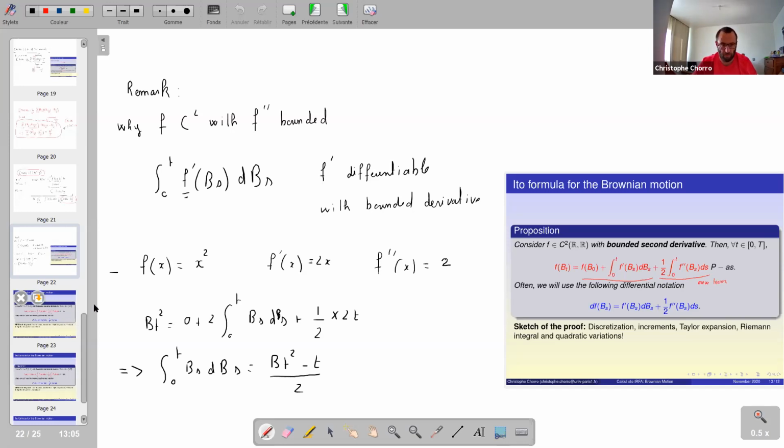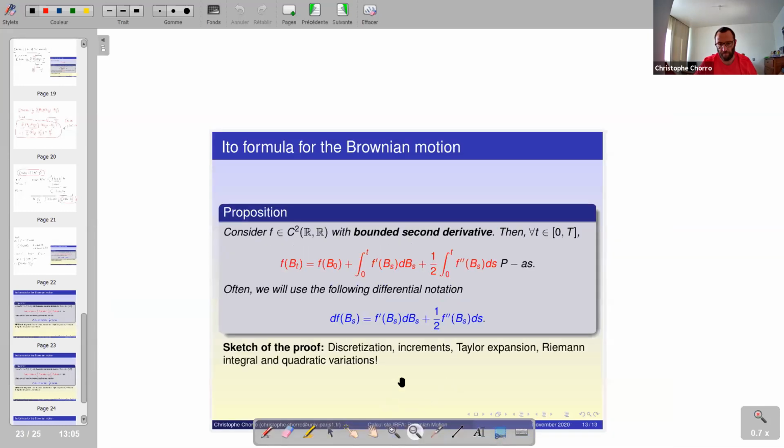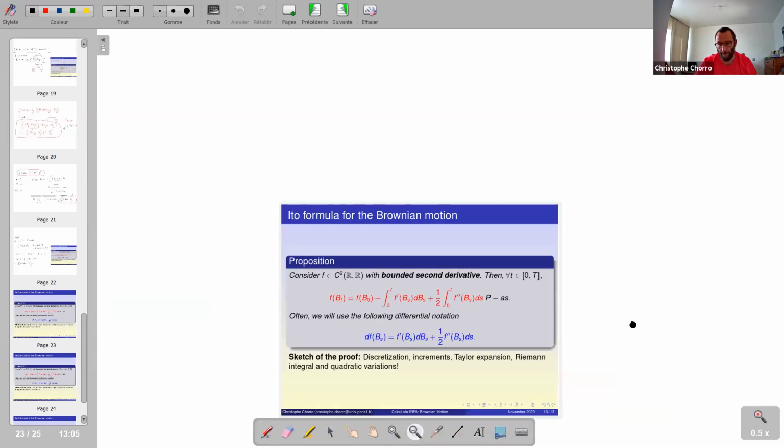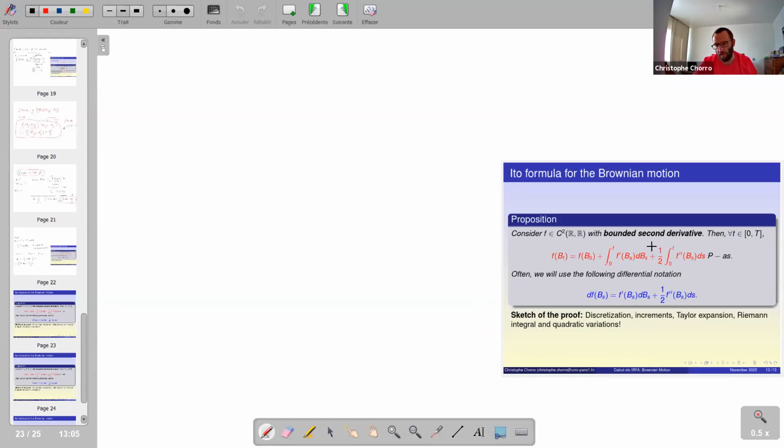So let's do the proof of this one. Maybe I won't do all the computations, but I will do the most important part. And typically I want you to understand the philosophy of this proof. First of all, we are going to have a look at the way these integrals are defined.